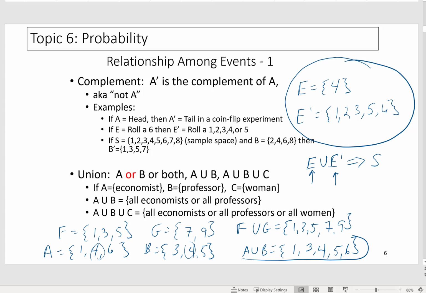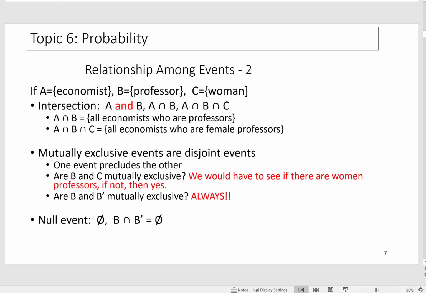And now I've included everything in its union. The intersection, or the "and" statement, the intersection of A and B would mean that you see elements in A and B that were together. So in this case, we'd say A intersect B is all economists who are professors. And A intersect B intersect C is all economists who are female professors.